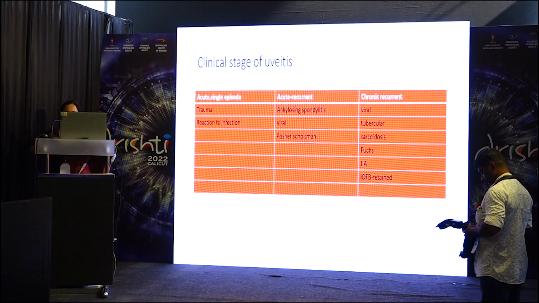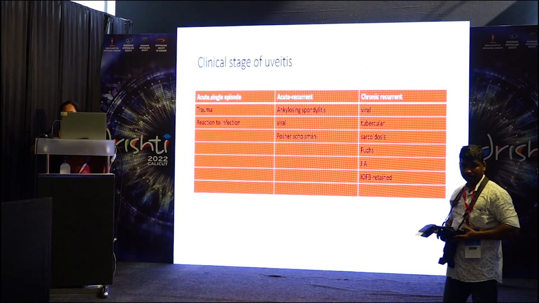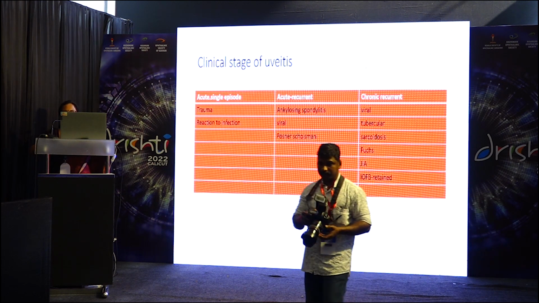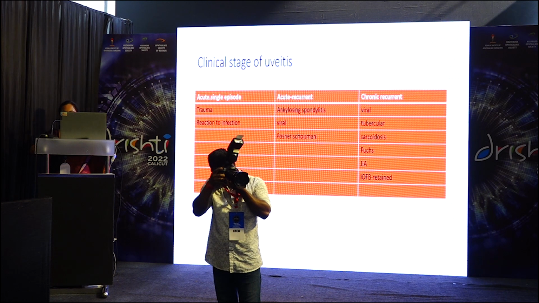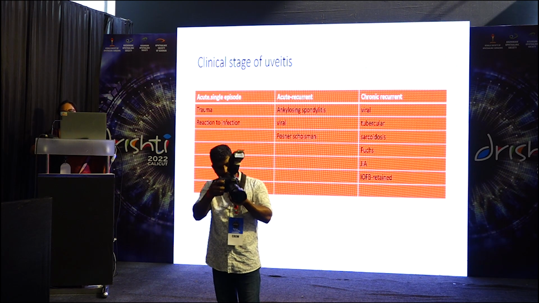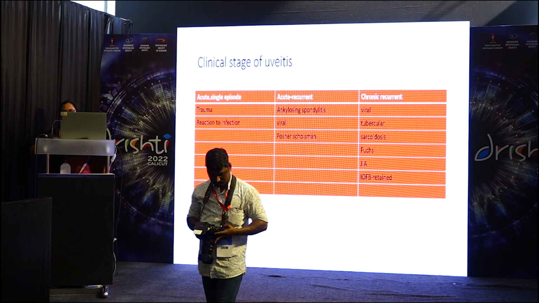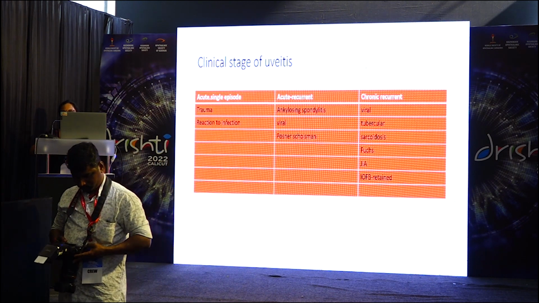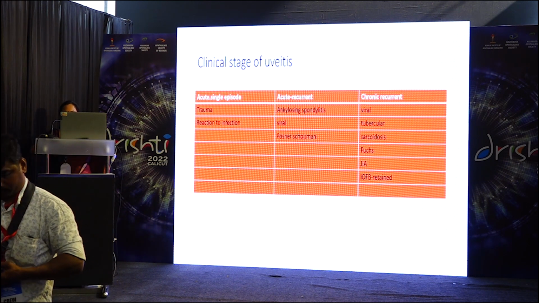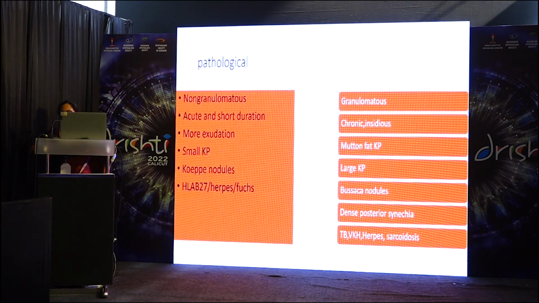Now, based on the clinical stages, let us go to a few causes of uveitis. Acute single episode: the common causes are trauma and a reaction to any infection. Acute recurrent: you have your HLA-B27 related uveitis, viral, and Posner-Schlossman. Coming to causes of chronic recurrent uveitis, you have your viral, tubercular, sarcoid, Fuchs, JIA, and retained intraocular foreign body.